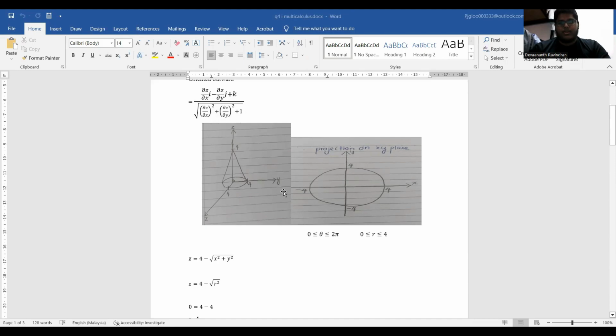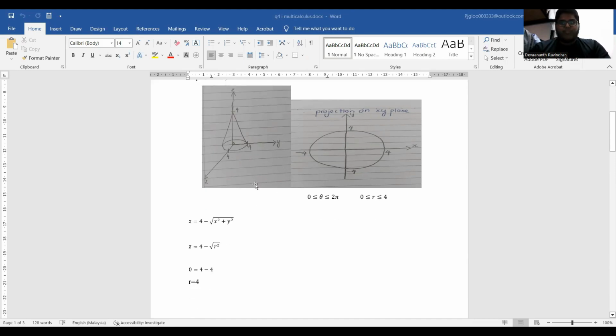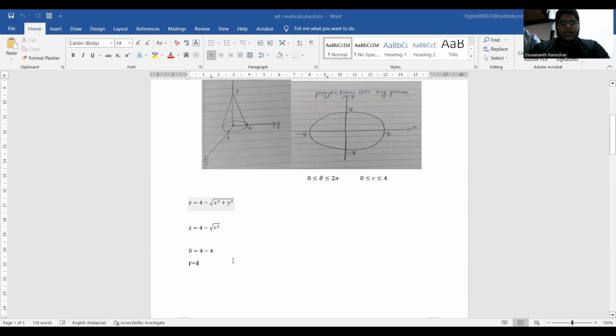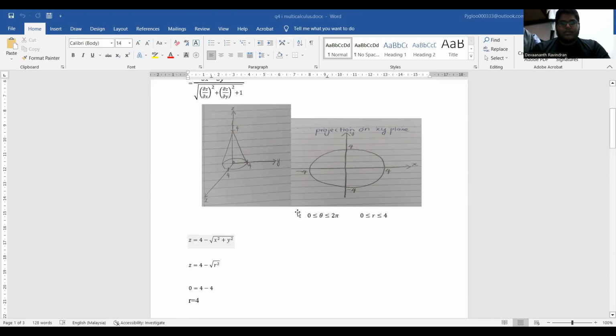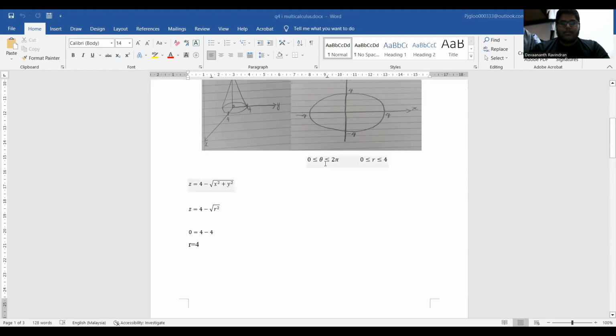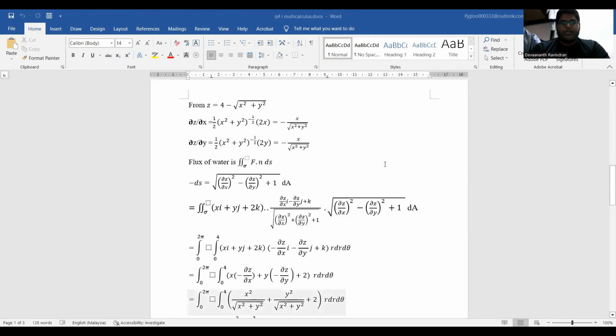So how do I get this projection? We use this formula for the cone: z = 4 minus the square root of x squared plus y squared. With z = 0, you will get the radius to substitute and draw the projection, and then you'll get the limits as well. So theta is from 0 to 2 pi, and r is between 0 and 4, from z = 4 minus the square root of x squared plus y squared.